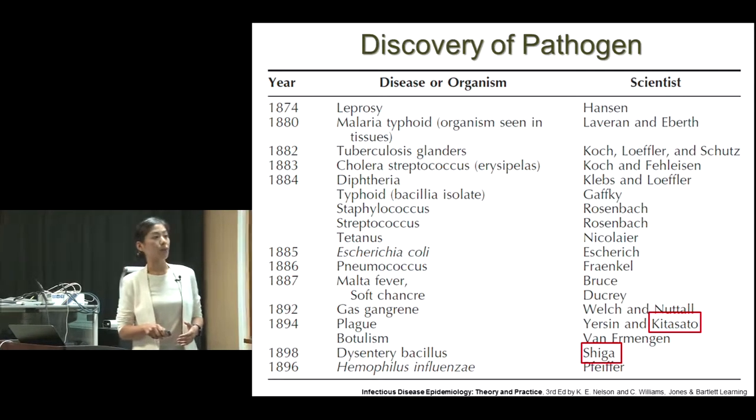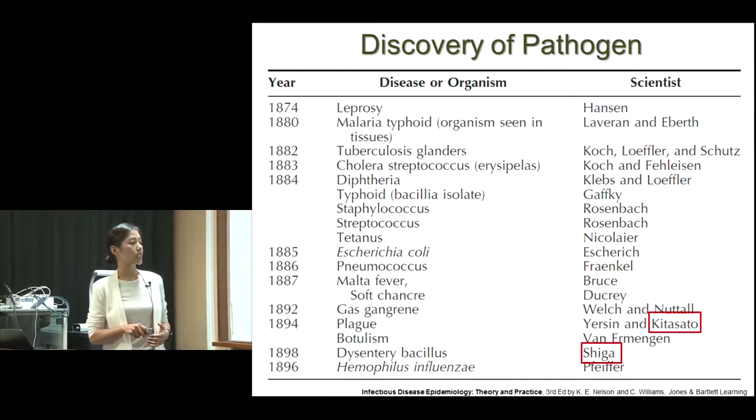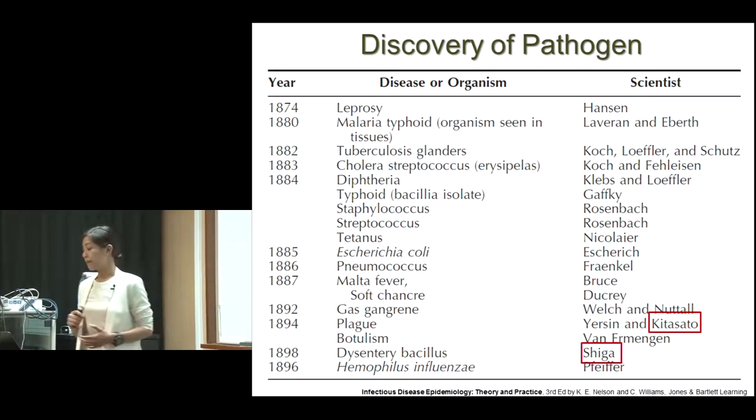For example, Dr. Kitasato, who co-discovered the plague in 1894, and Dr. Shiga, who discovered the dysentery bacillus in 1898.